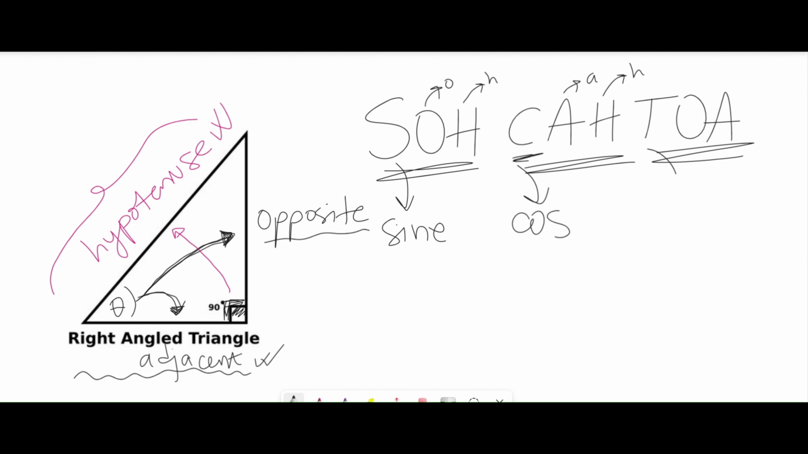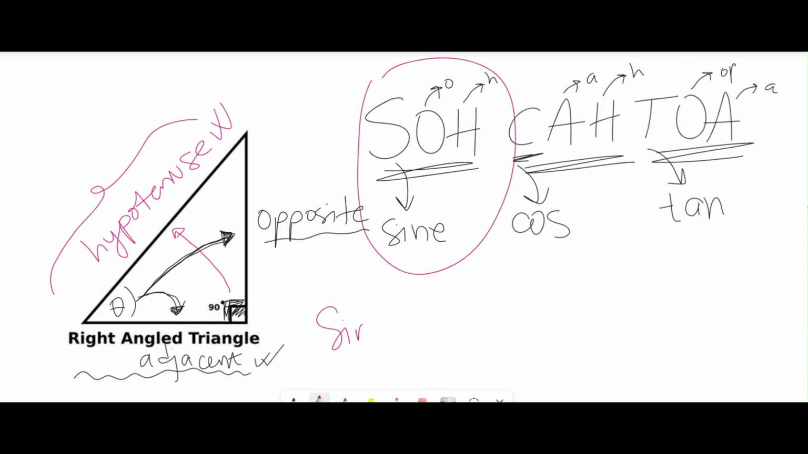And then finally, T stands for tangent. O stands for opposite, and A stands for adjacent, right? Okay, then what does that tell you? So, that one is for sine. So to find sine, let's say sine of angle theta, we only have to divide what? Opposite by hypotenuse. Opposite over hypotenuse.